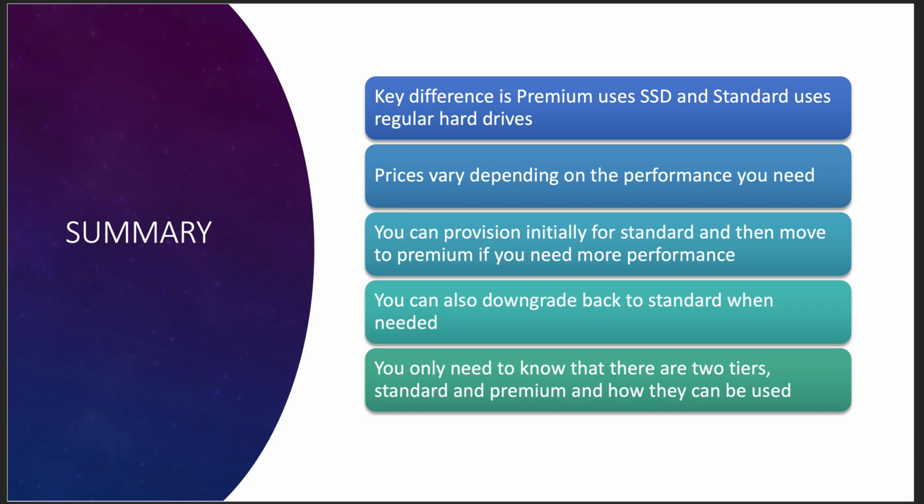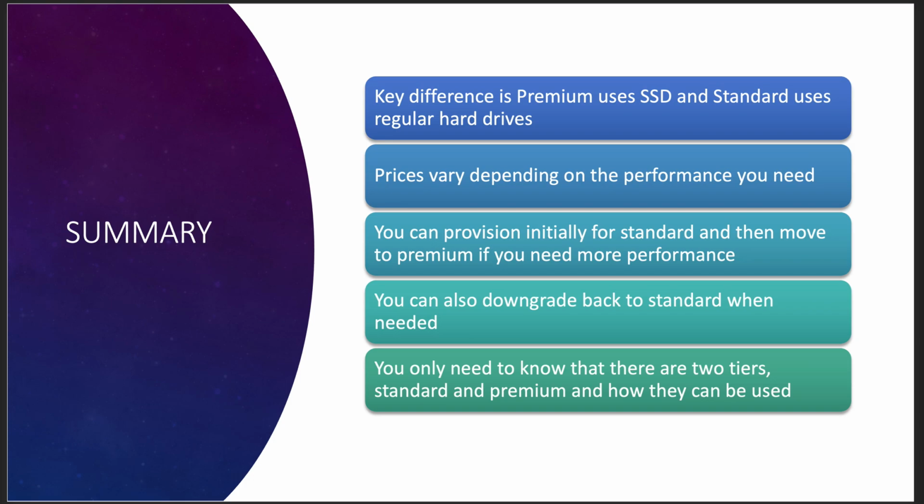So again, in summary, the key difference here is that Premium uses solid state drives and Standard uses regular old hard drives. That's your big one. Prices vary depending on the performance that you need, and you can move those around. You can provision initially for Standard and then move to Premium if you need more performance. You can also downgrade back to Standard when needed, and you can downgrade in steps from P50 back to P1, and so on, depending on what you've got.